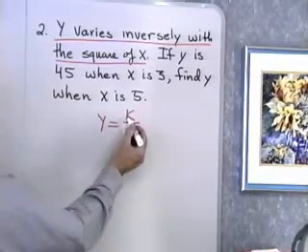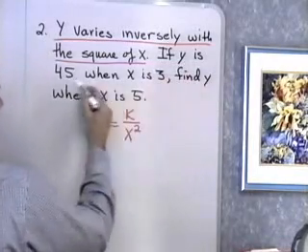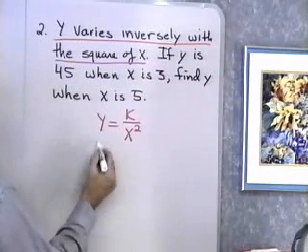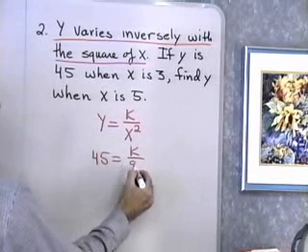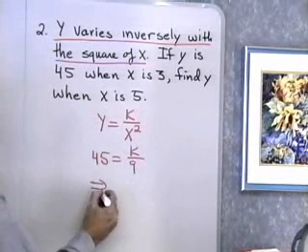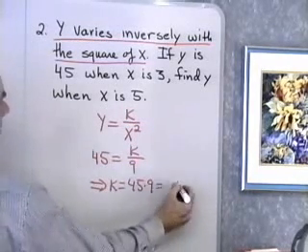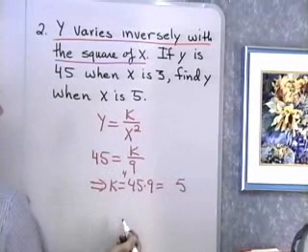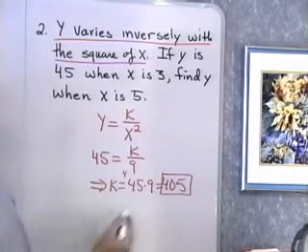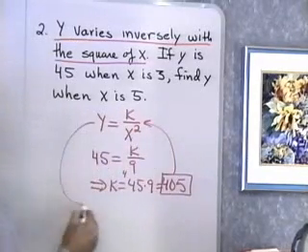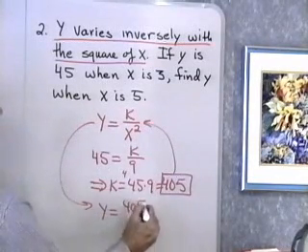Now I want to evaluate k, and I'll use this first part of the second sentence where we say if y is 45 when x is 3. Y is 45 when x is equal to 3, and 3 squared is 9, so I get k is equal to 45 times 9, which should be 405. So that allows me to write a specific variation statement as y is equal to 405 divided by x squared.